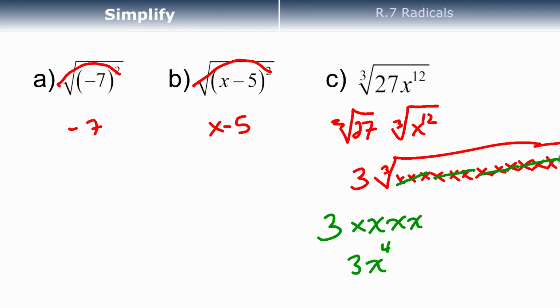Another way you could have done that is just looked at this and said, well, cube root of x to the 12th is the same thing as x to the 4th cubed, right? Because 4 times 3 is 12. Now the 3 and the cube cancel, leaving me with just x to the 4th, which is what I had to begin with. Okay.